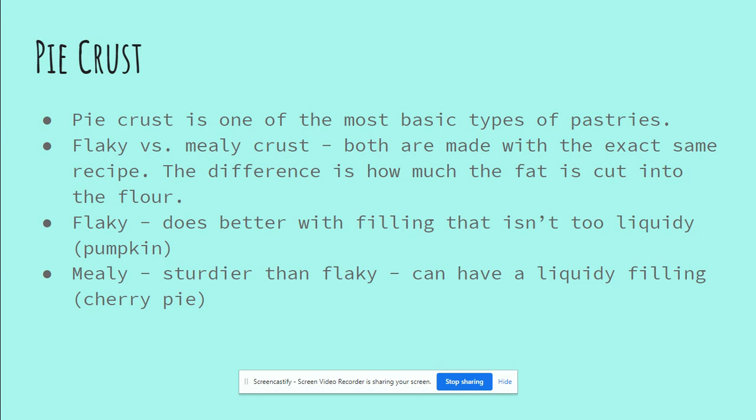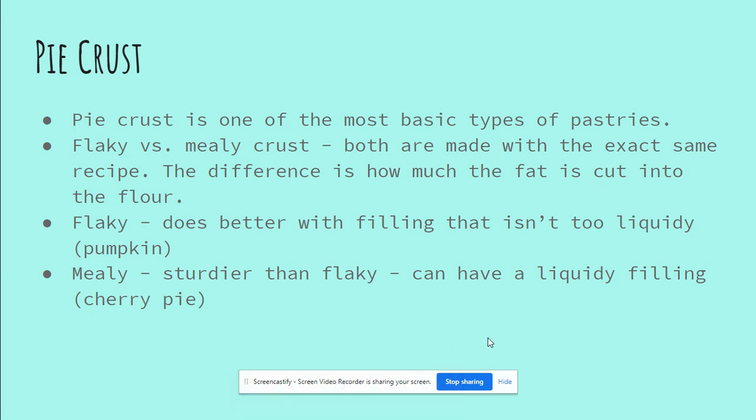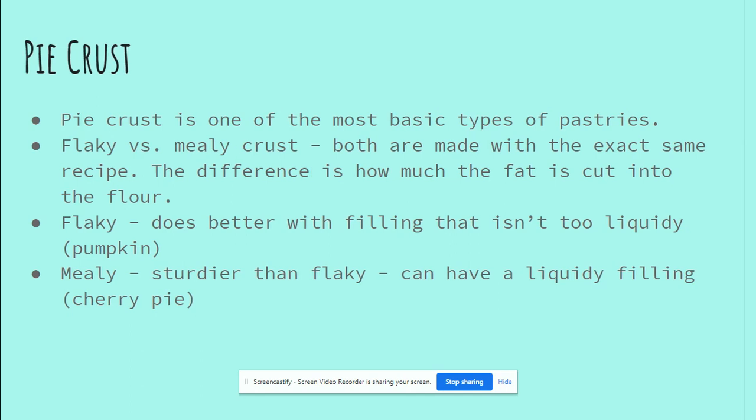Mealy is going to be sturdier, so you're not going to have those flakes in it. It's going to be a tougher type of pie crust, and it does better with a liquidy filling than a flaky would. So mealy is good for fruit types of pies.